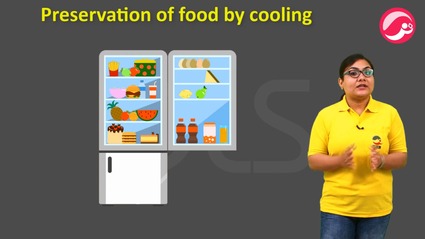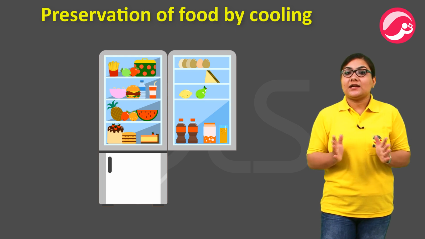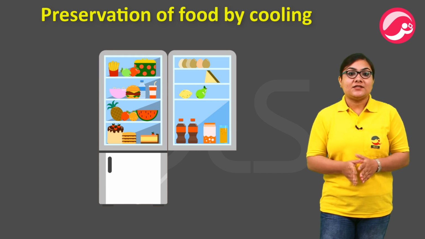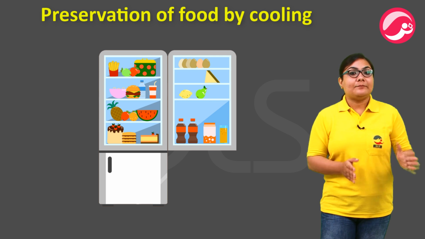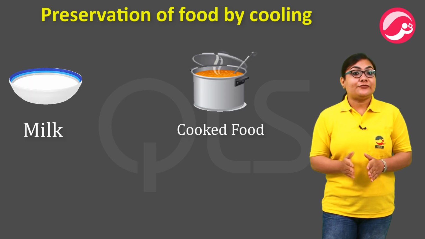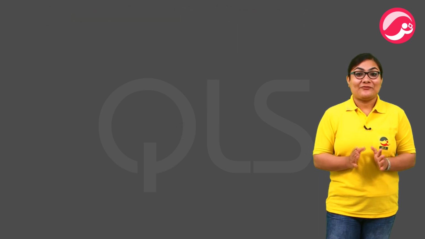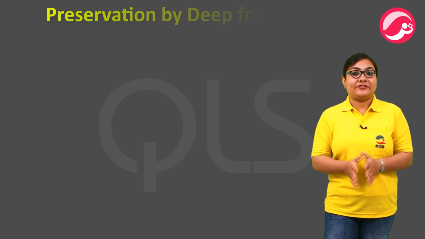आपने घर में देखा होगा कि हम खाना बनाते हैं, खाना खाने के बाद अगर खाना बचता है तो हम फ्रिज में रख देते हैं, cold conditions में रखते हैं. Food material like milk, cooked food and fresh fruits and vegetables are kept in a cool place like a refrigerator to prevent their spoilage. Fourth is preservation by deep freezing.